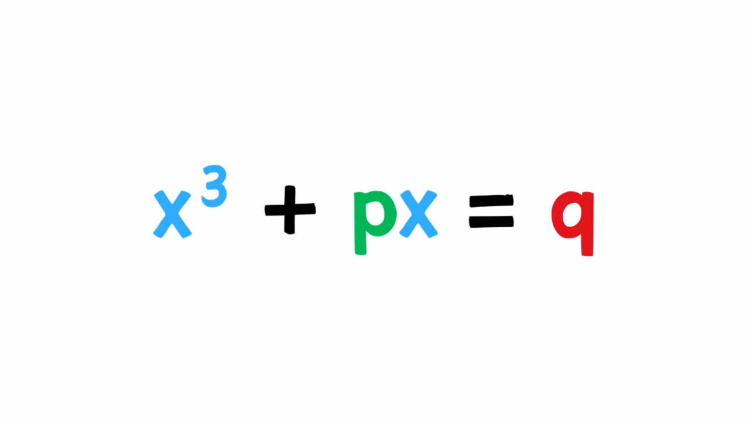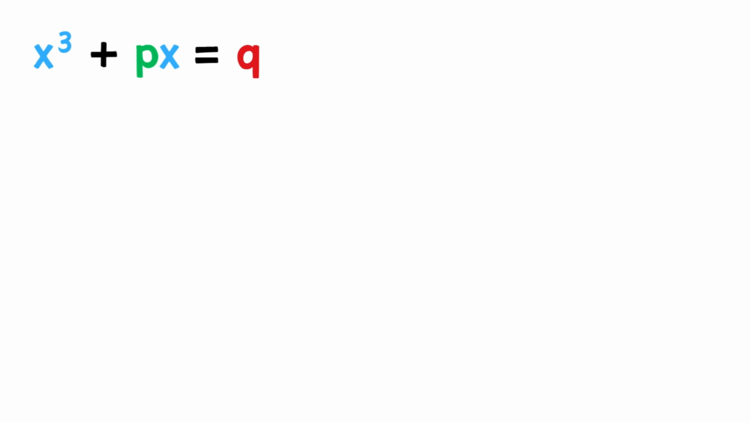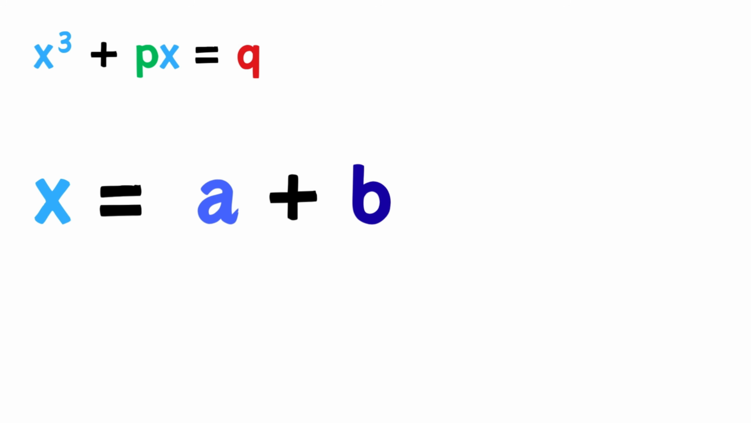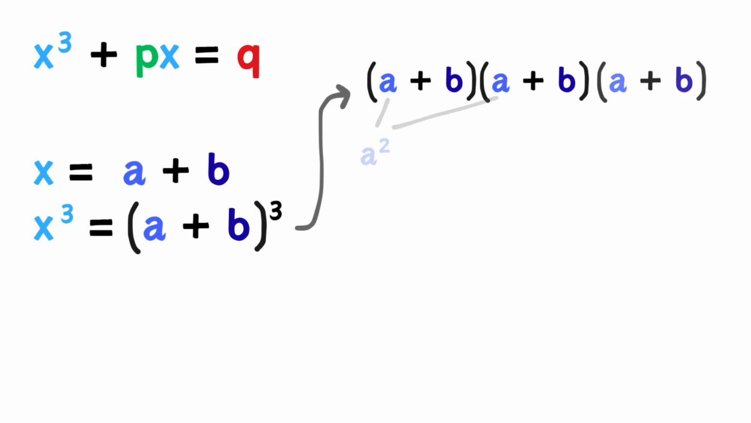It all began with a depressed cubic, or a cubic equation without the x squared term. Instead of trying to solve the cubic directly, Tartaglia assumed something unexpected. He supposed that the solution could be written as the sum of two numbers, a and b. If you cube both sides, you get x cubed equals (a plus b) cubed, which we can expand.